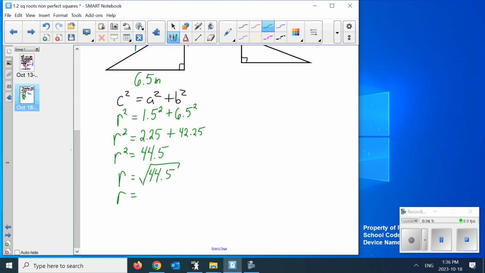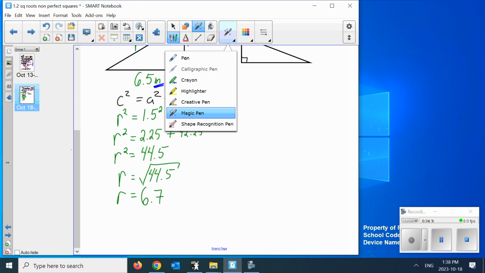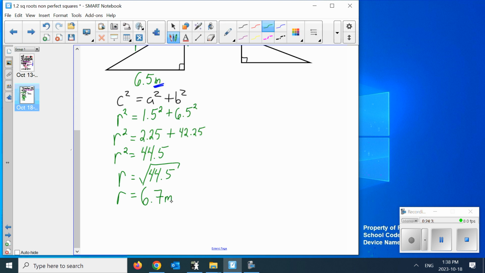I'm going to pause because different brands are a little different. Sometimes you shift, some don't need it, and on other brands it's the second function. I got 6.67. I'm going to round to one decimal place, properly rounded 6.7. And oh yeah, these were meters at the start, so the answer will be 6.7 meters. That's fairly easy. We did ones like that in grade 8 probably.